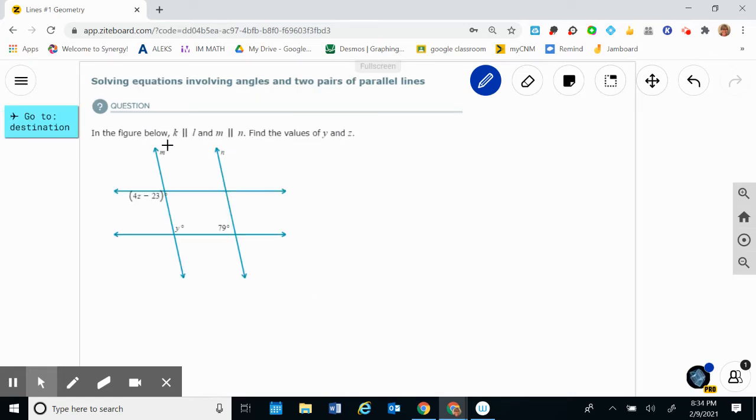Now we have a crazy figure. We have two parallel lines. M is parallel to N. This is how we would show it if they didn't tell us. And then we'd put 2 here. This marks these two as parallel, and this marks these two as parallel. Okay? Now, this is a harder one, you guys.